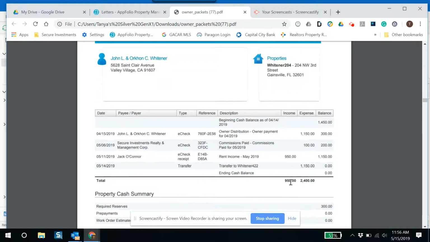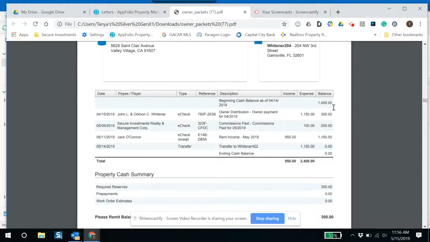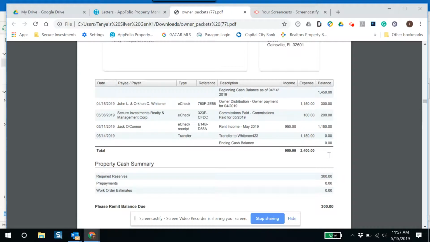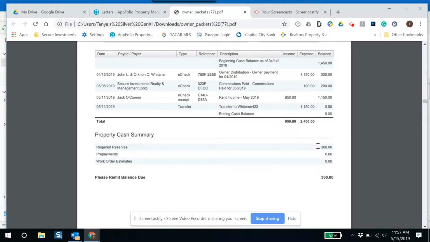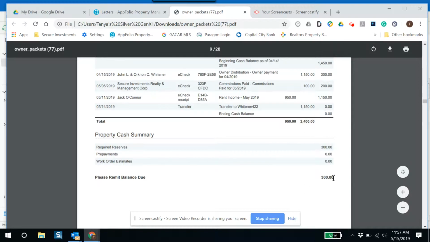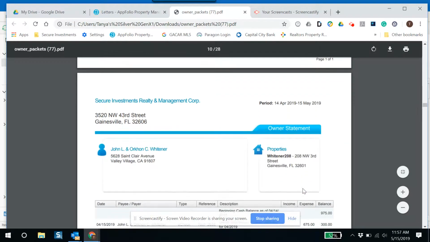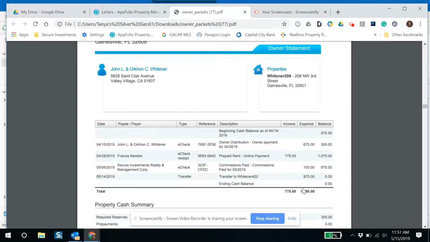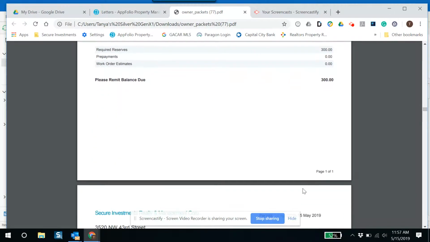And then this one's pretty cut and dry. You had your beginning balance, we sent 1150 to the owner in April, took our fee in May, and we had the rent come in, and then we transferred those funds over to 422. We didn't leave any money, so the reserve's 300, and there is no 300, so that's why it says to remit the 300. Anyway, that's how it works.